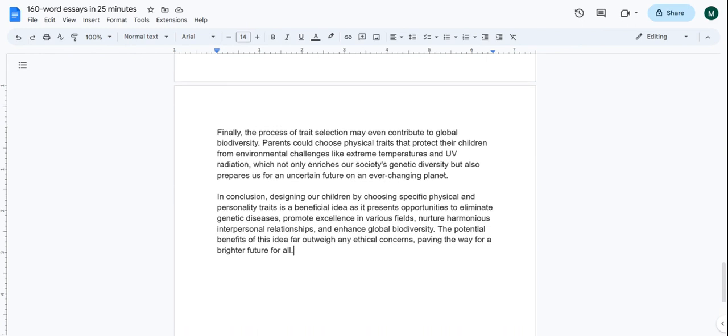In conclusion, designing our children by choosing specific physical and personality traits is a beneficial idea as it presents opportunities to eliminate genetic diseases, promote excellence in various fields, nurture harmonious interpersonal relationships, and enhance global biodiversity. I mean, talk about an outstanding thesis. Love it. Way to just summarize exactly what was said in each paragraph. The potential benefits of this idea far outweigh any ethical concerns, paving the way for a brighter future for all.